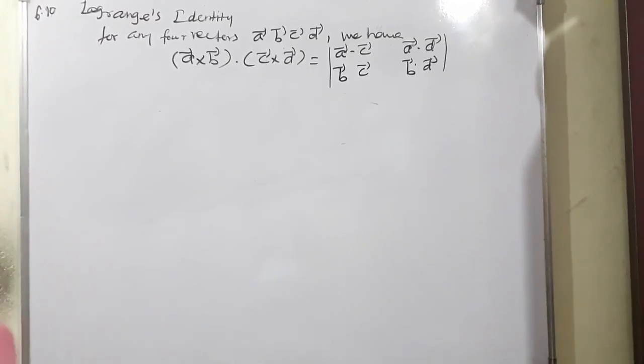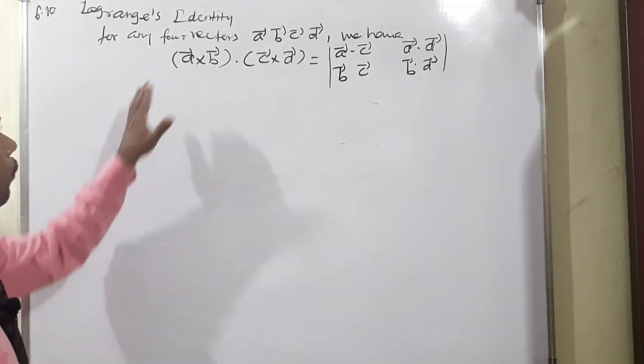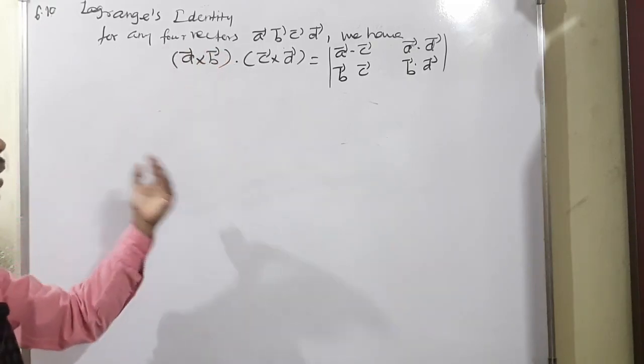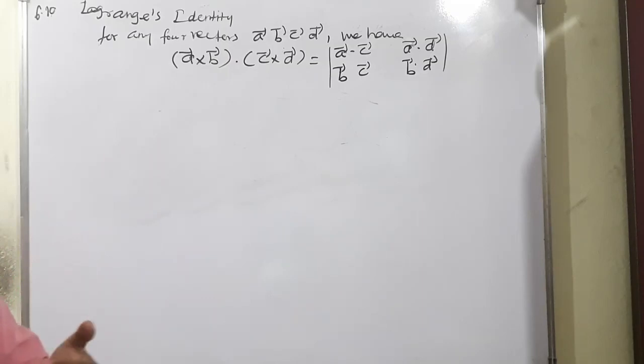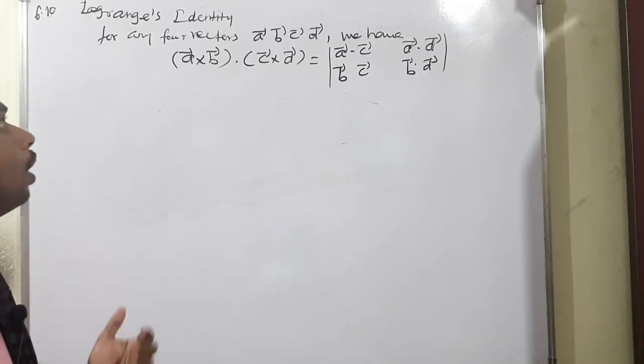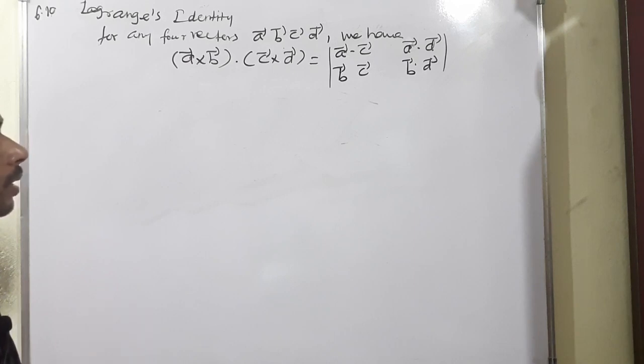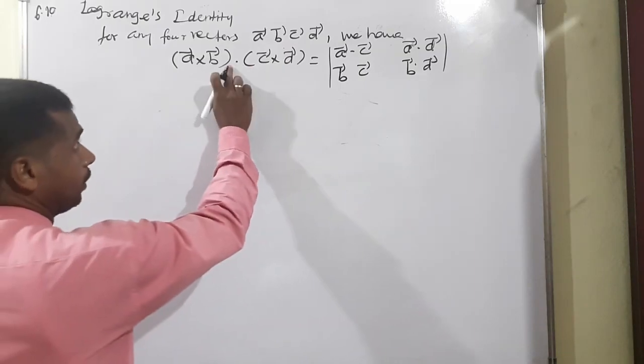Moving to theorem 6.10. That is called Lagrange's identity. That is actually for 4 vectors, but in 6.9, even 6.8 also, we considered 3 vectors, but here it is given for 4 vectors. What is the name? A vector, B vector, C vector and D vector. We have the condition. What is the condition? But dot product between, isn't it?